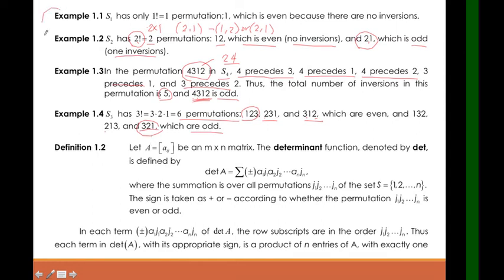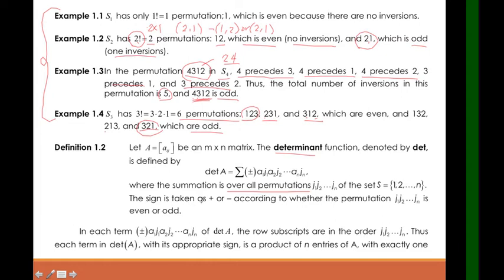I hope this one is clear to the definition of permutation and inversion. Now, let's proceed to determinant. Let A equal the square bracket of A sub ij be an m by n matrix. The determinant function denoted by det is defined by det A equals summation of quantity positive negative A sub 1 j sub 1 A sub 2 j sub 2 and so on up to A sub n j sub n, where the summation is over all permutations j sub 1, j sub 2 up to j sub n of the set S equals the elements 1, 2 up to n.